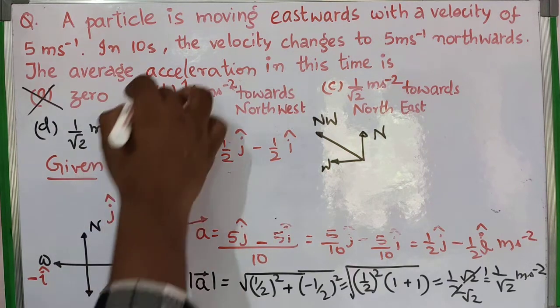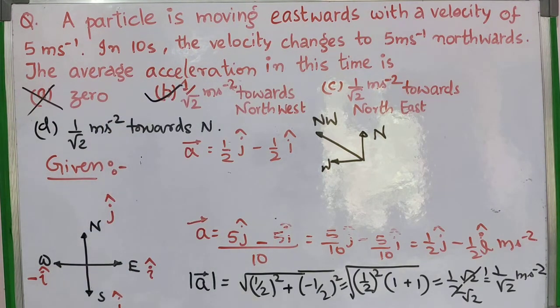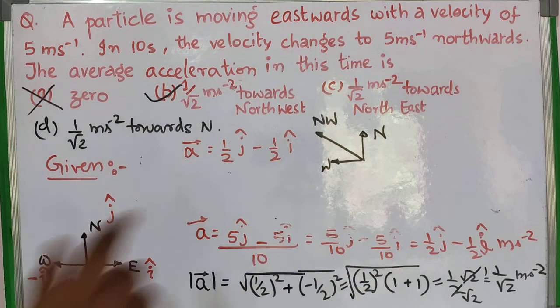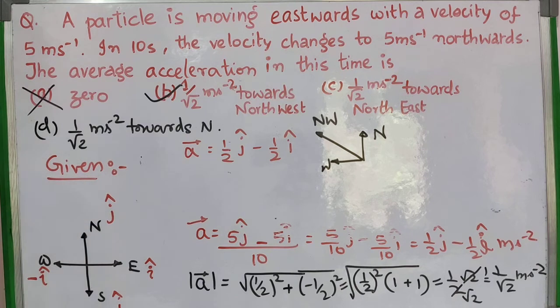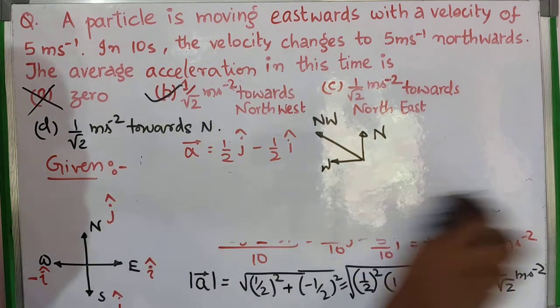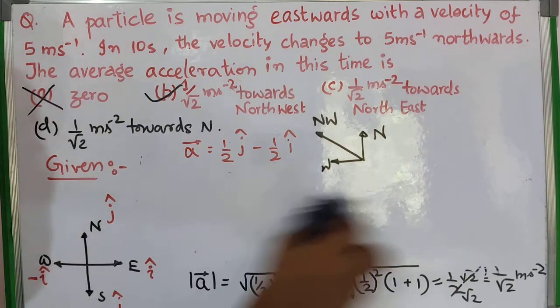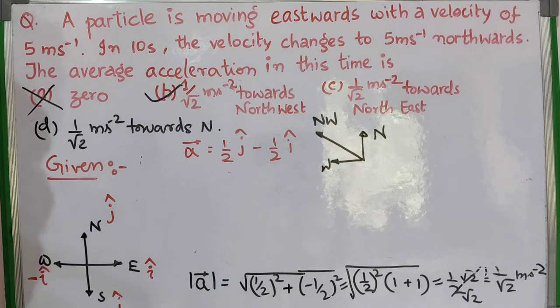So what is the answer we have? We have the answer B, 1 by root 2 meter per second towards northwest direction. Okay, so this we got from simple definitions. Now, if you are wondering how did I write this, why this is a mod, magnitude of acceleration is under root of (1 by 2) square plus (minus 1 by 2) square, how did that come?